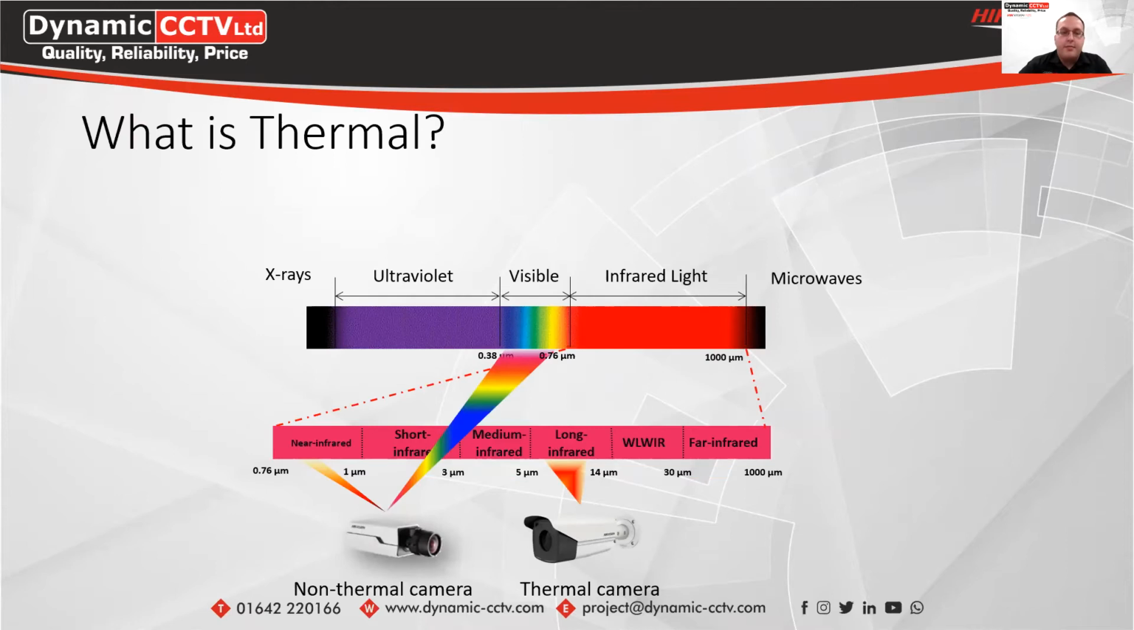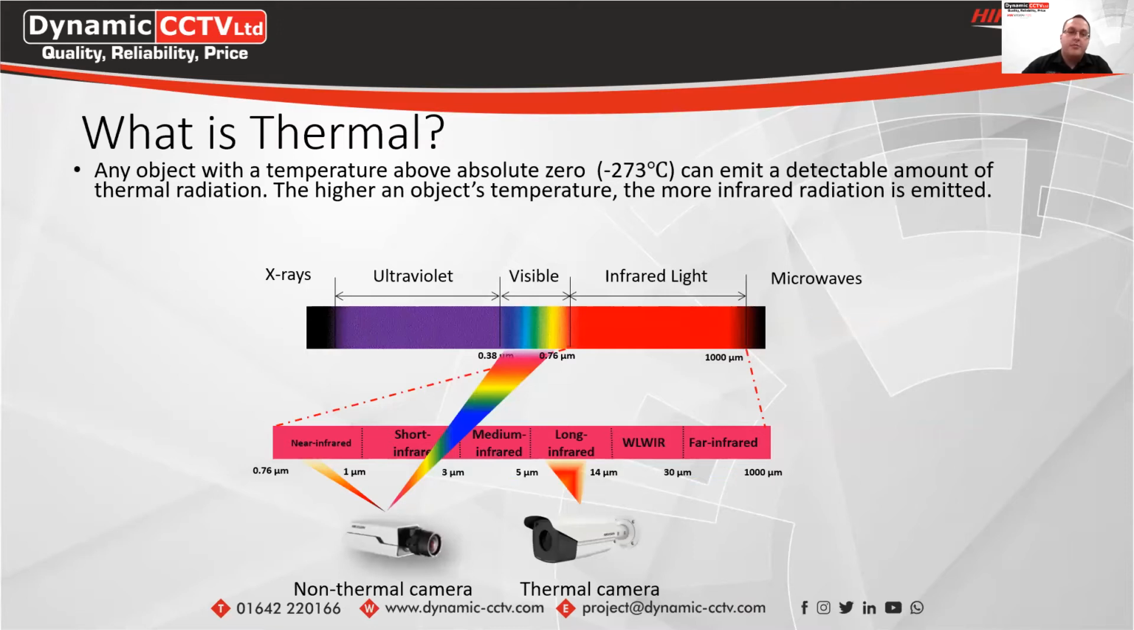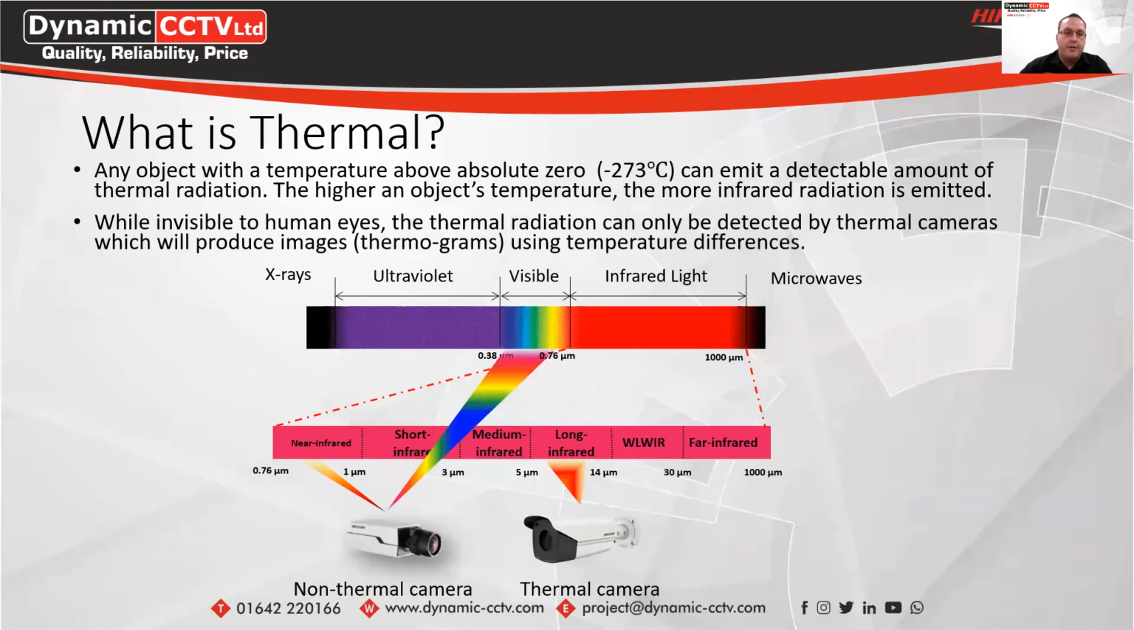So what is thermal? Standard optical cameras look at the visible light spectrum, and thermal cameras look for infrared light instead. Any object with a temperature above absolute zero, which is minus 273 degrees Celsius, can emit a detectable amount of thermal radiation, and the higher the object temperature, the more infrared radiation is emitted from that object. That's what the thermal cameras are looking for.